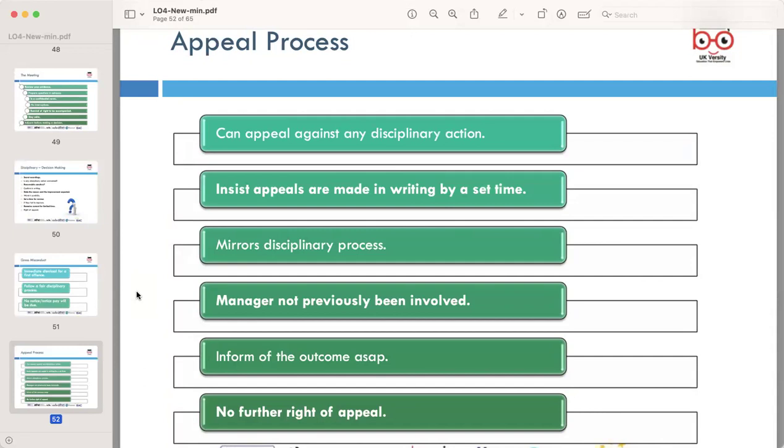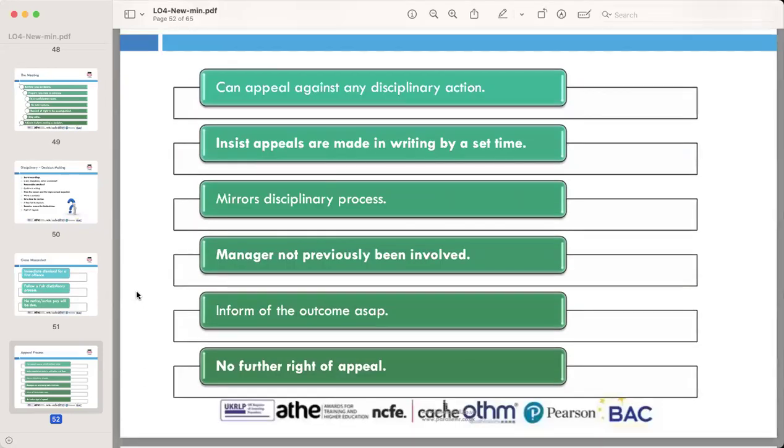So regarding the appeal process, individuals have the right to appeal against any disciplinary action. The appeal should be submitted in writing within a specific time frame, and follows a structure similar to the disciplinary process. It is very crucial that the manager handling the appeal has not been previously involved. The outcome of the appeal should be communicated promptly, and there is no further right of appeal beyond this final stage.